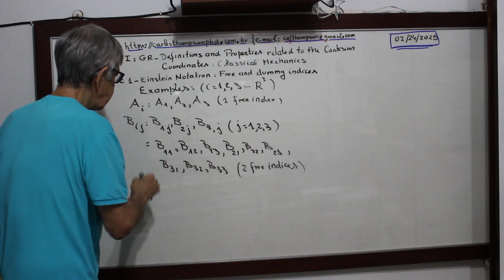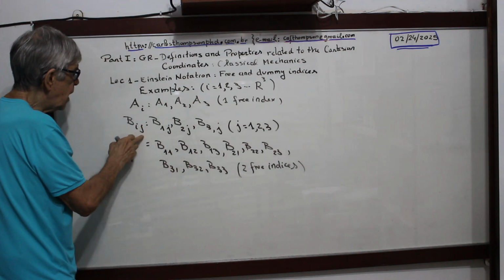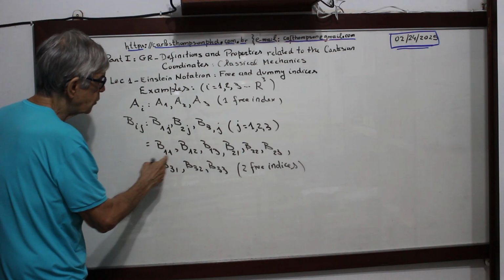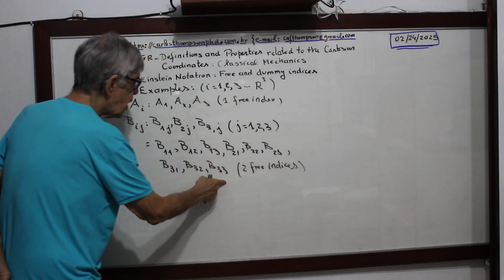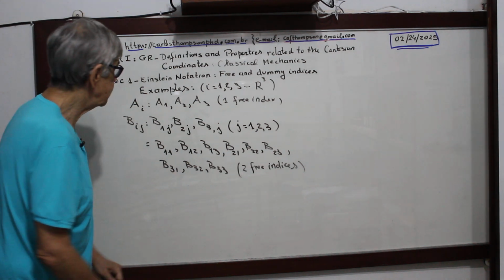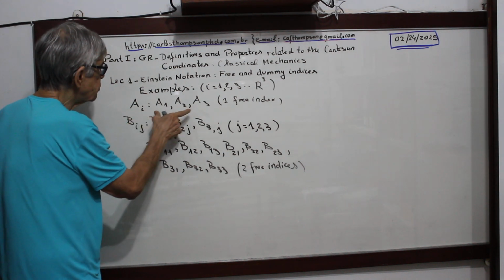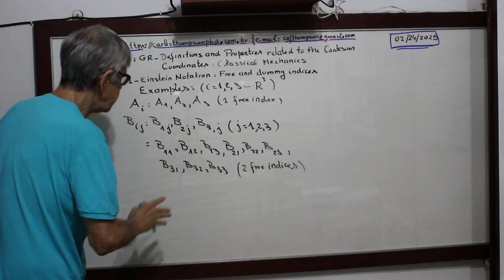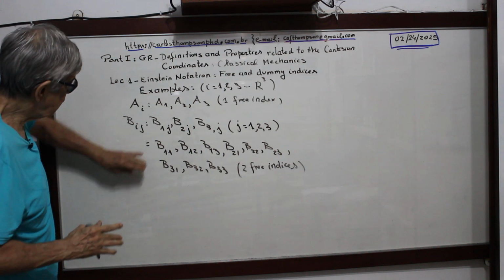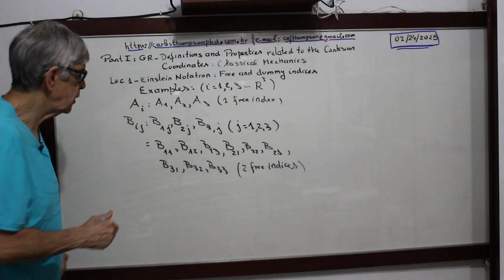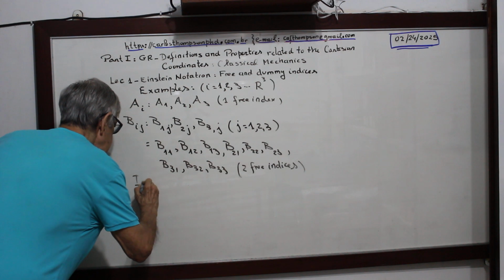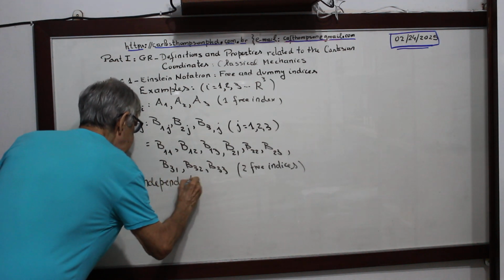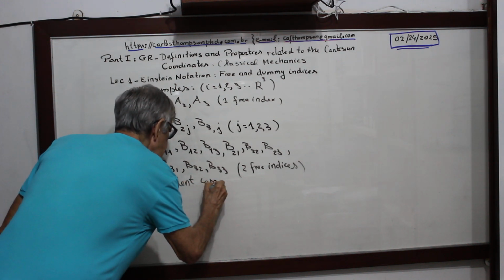indices. That's B_ij, you see, corresponding to 3, 6, 9: 9 components. A_i corresponds to 3 components. You see, these are free indices. Okay? These components are independent components.